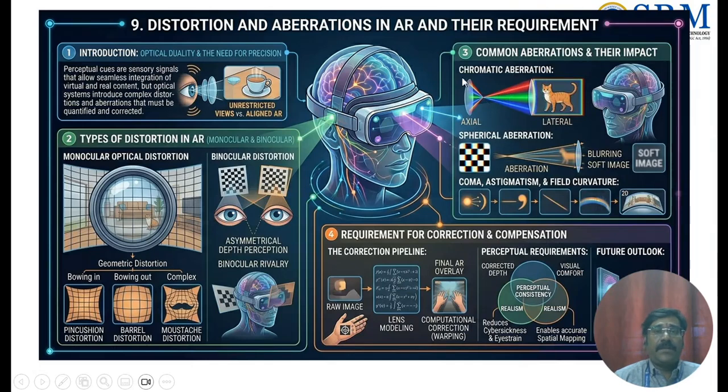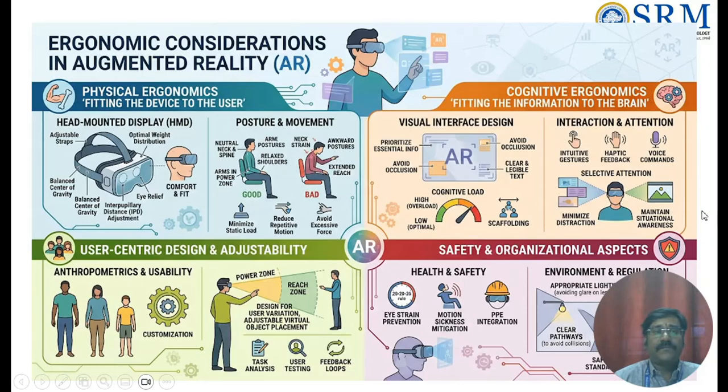And distortion and aberration. Perceptual cues are sensory signals that allow seamless integration of virtual and real content, but the optical system introduces complex distortion and aberrations. So this mode of distortion creates blurriness of the objects.